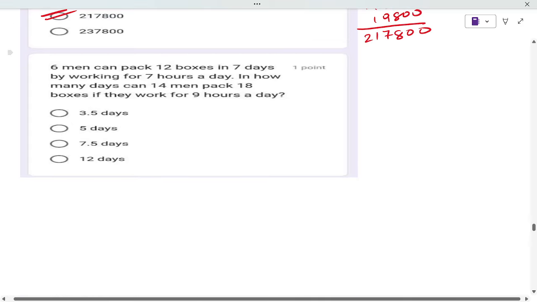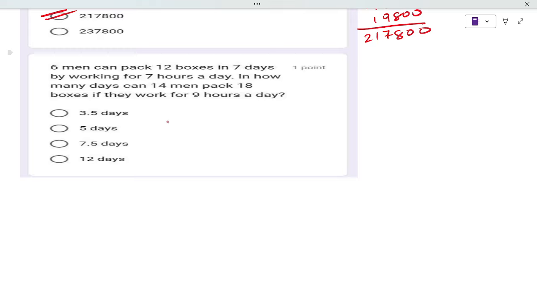Next one is also from time and work. Alright, but this one we can apply the work definition right away. Work 1 is equal to number of persons into number of hours into number of days. Work 2 divided by work 2 into hours 2 into T2. We can apply this one.